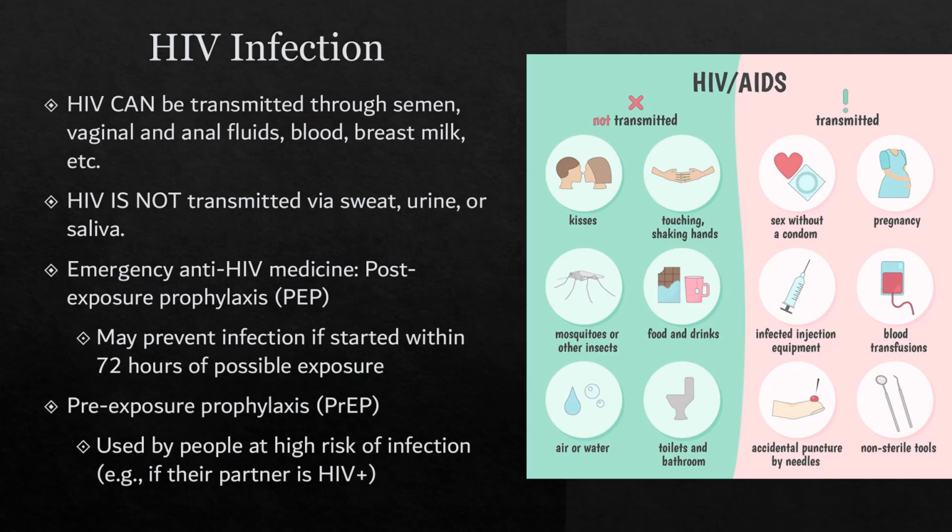To dive into a little bit about how HIV infection works, HIV can be transmitted through bodily fluids like semen, vaginal and anal fluids, blood, and breast milk. It is not transmitted through sweat, urine, or saliva. So it's totally okay to kiss someone, touch someone, shake hands with someone who has HIV. If you're bit by a mosquito or another insect, even if that bug has bit another person who is HIV positive, it won't be transmitted to you in that way.